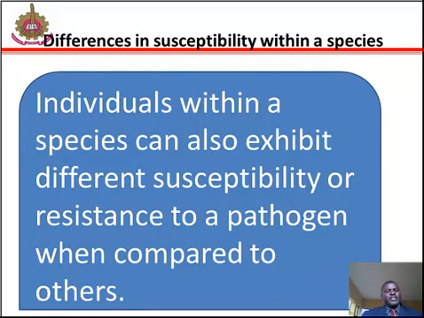So, let us say that individuals within a species can exhibit different susceptibility or resistance to a pathogen when compared to others. That is, within the same species, man to man, may be infected with the same microorganism. One will be infected with the disease, whereas another will have resistance against that disease.